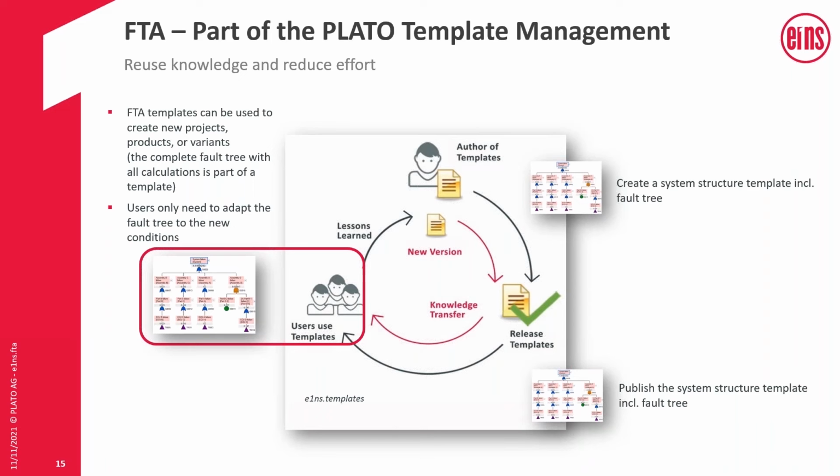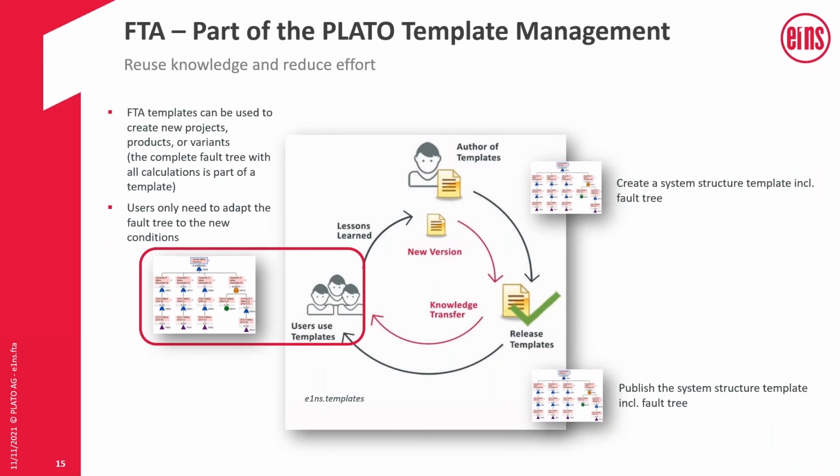Therefore, we've integrated the FTA into our template management system and make it possible to publish fault trees together with other analyses like FMEA, like control plan, or whatever you have in your template with the data templates, and then include them into your projects on the workspaces and adapt them to customer projects. So this saves a lot of work and allows us to focus directly only on the specific problems of the new product, and all the basics can be loaded already together with the other template data.